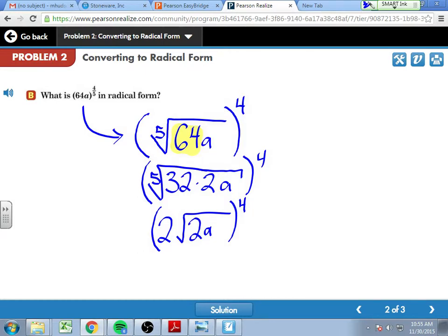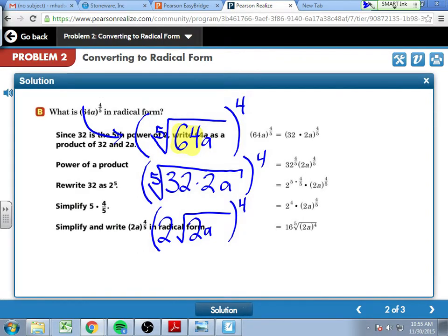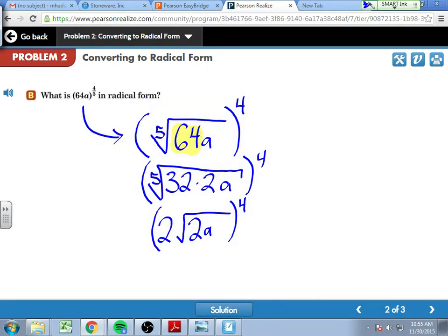Wait, where'd the 5th go? Oh, yeah, we already used that, right? Oh, sorry. We did already use it, but you're right. It still needs to be written right here. So you cannot forget when you draw the radical. Every time you draw the radical in this problem, it's got to be the 5th radical, or the 5th root. So then the 4 applies to the 2, becomes 16. I still have a 5th root of 2a to the 4th.